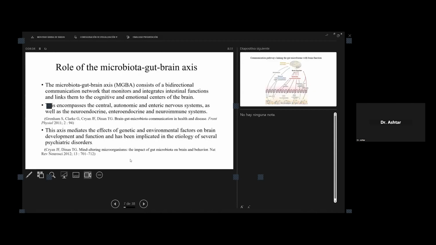Role of the microbiota gut-brain axis. The microbiota gut-brain axis, MGBA, consists of a bidirectional communication network that monitors and integrates intestinal functions and links them to the cognitive and emotional centers of the brain. This encompasses the central, autonomic, and enteric nervous systems, as well as the neuroendocrine, enteroendocrine, and neuroimmune systems. This axis mediates the effects of genetic and environmental factors on brain development and function, and has been implicated in the etiology of several psychiatric disorders.